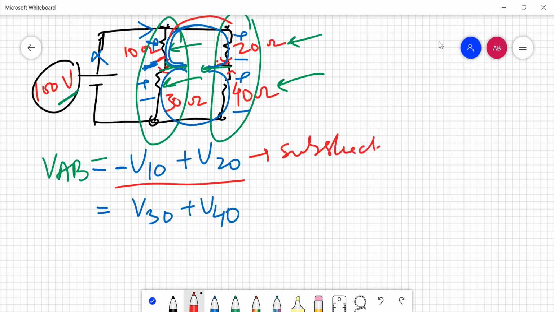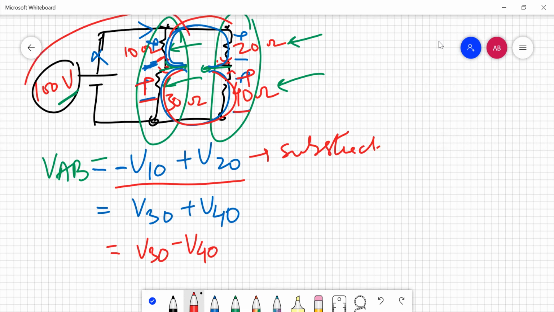Similarly, when I am going to go from here to here, this is positive, negative, negative, positive. So now this comes out to be V30 minus V40. So that means they will be added subtractively. The polarity is opposite. So the only thing we now need to know is the voltage drop across them.